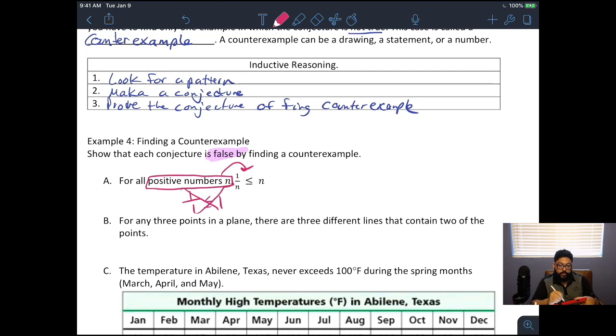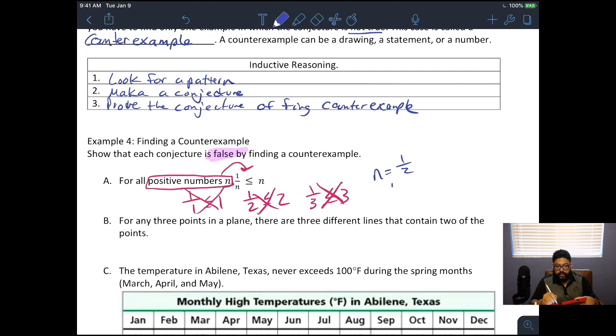What about 2 or 3? 1 over 2 is less than or equal to 2. Well, that's true. That doesn't work. What about 3? 1 over 3. So, oh man, this looks a little tough. But remember, we're using positive numbers. We can use any positive numbers. So let's say n is equal to 1/2.